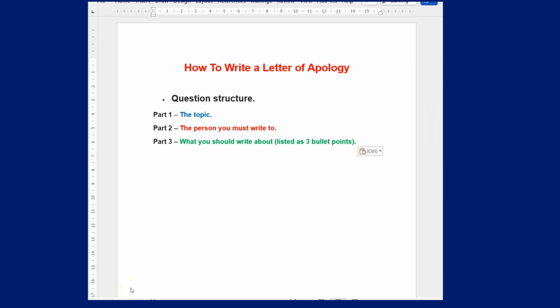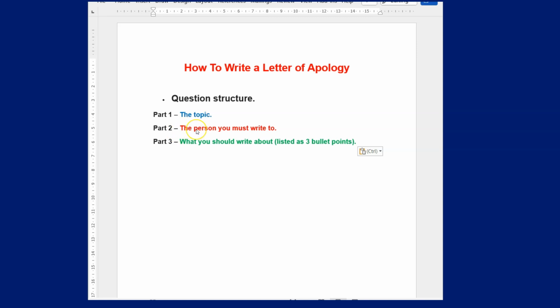Now, the question structure. All questions of IELTS letters have the same structure. They are made up of 3 parts. So if you look at the question, you would see 3 different parts. You have the first part, which has the topic itself. So the topic of the question will be given to you.